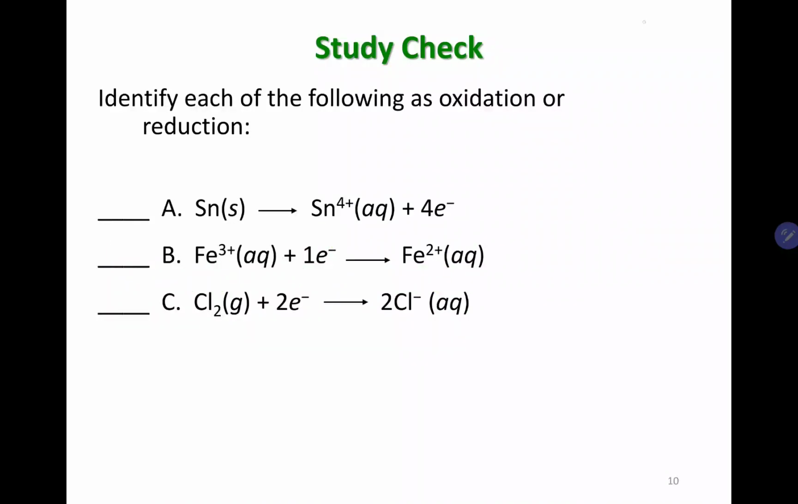And let's talk about chlorine. The chlorine oxidation number is going from 0 to -1. So your oxidation number is decreased. So this right here is reduction. Why? The oxidation number is decreased from 0 to -1. So the first reaction is oxidation, second reaction is reduction, third reaction is reduction.